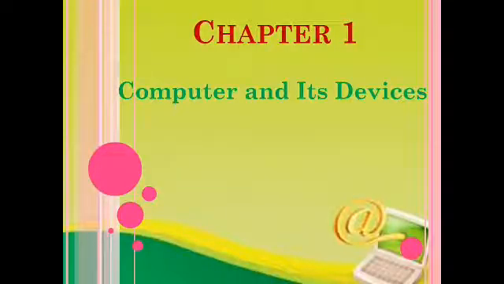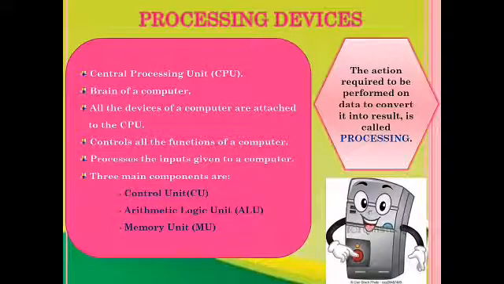Dear students, let's continue our chapter, Computer and its devices. Today we are discussing processing devices. The Central Processing Unit, CPU, is the processing device of a computer. It is called the brain of a computer. All the devices of a computer are attached to the CPU and it controls their functions. It processes the inputs given to a computer.